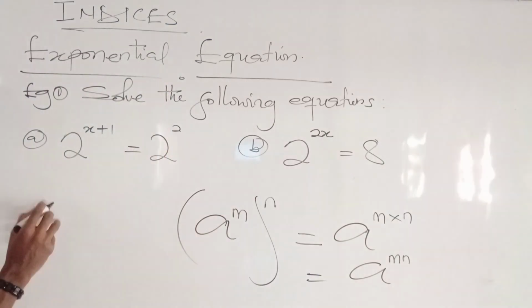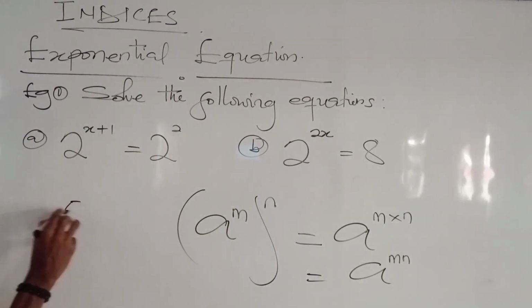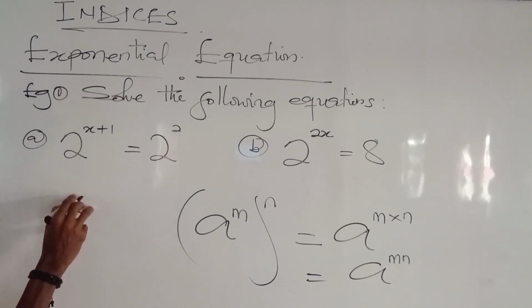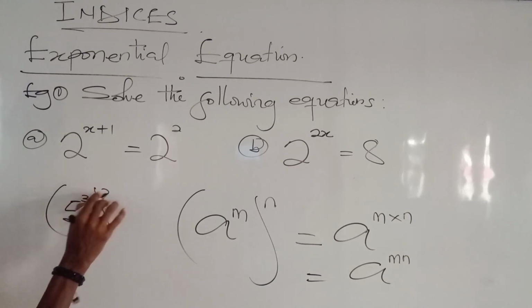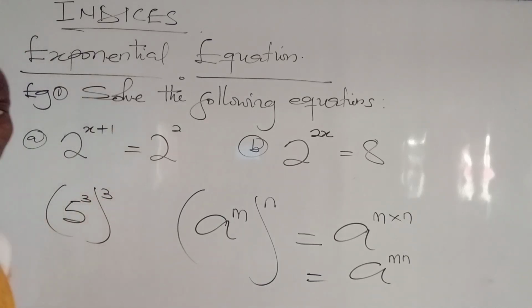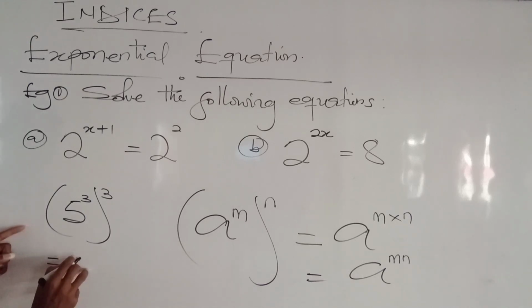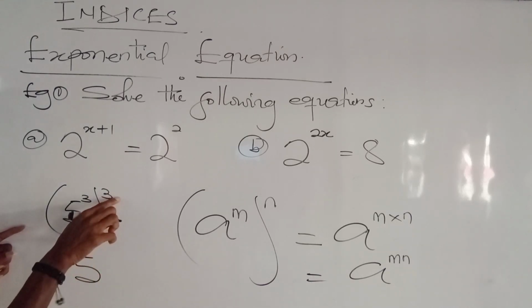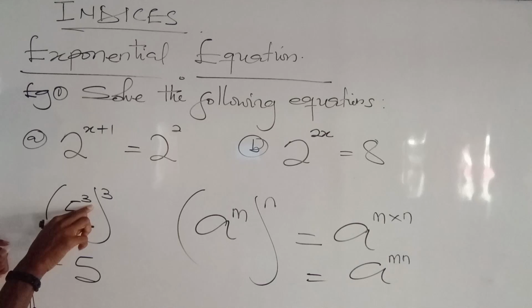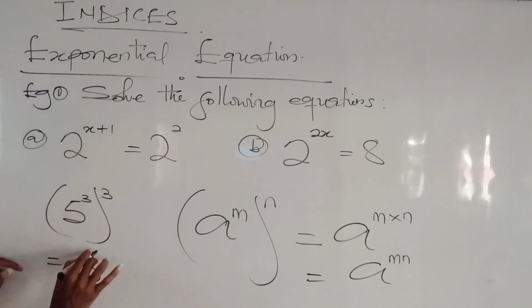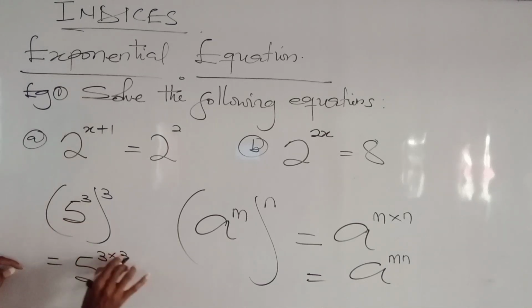Let's say I have 5 to the power 3 all to the power 3 again. Okay, so let's apply the law. To simplify this one, this power 3 will multiply this power 3 which is in the bracket. So it's going to be 5 to the power 3 times 3, and that is going to be 5 to the power 9. Okay, and this is your final answer.